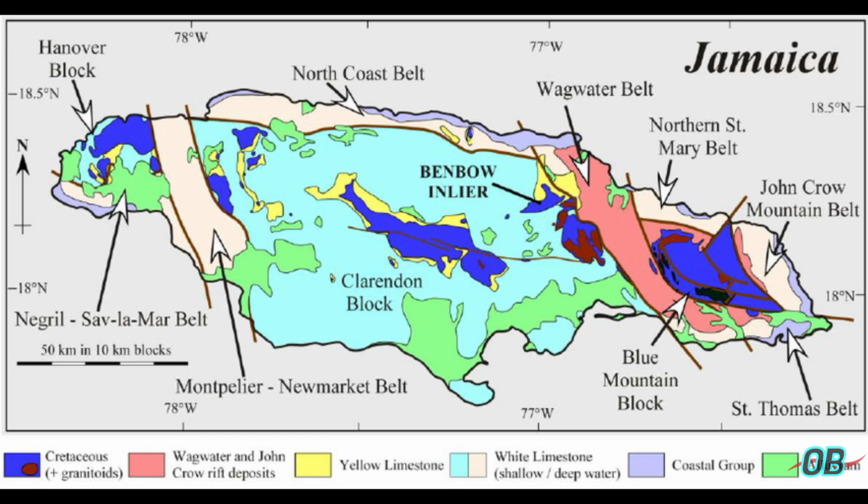But as this geological map represents, we see them primarily in the parishes of St. Thomas, Portland, St. Mary, St. Anne, St. James, Westmoreland. Yes, those parishes primarily.